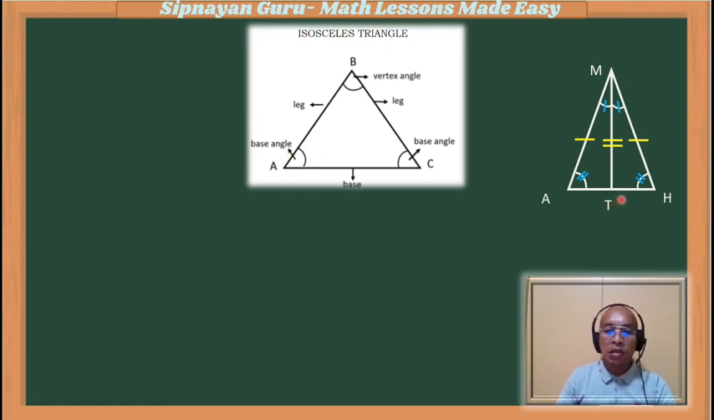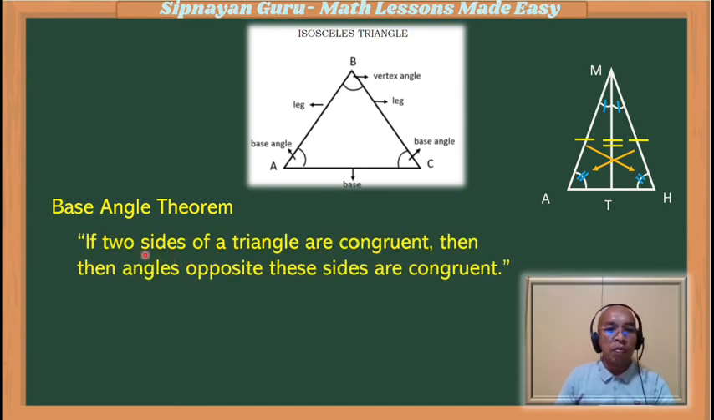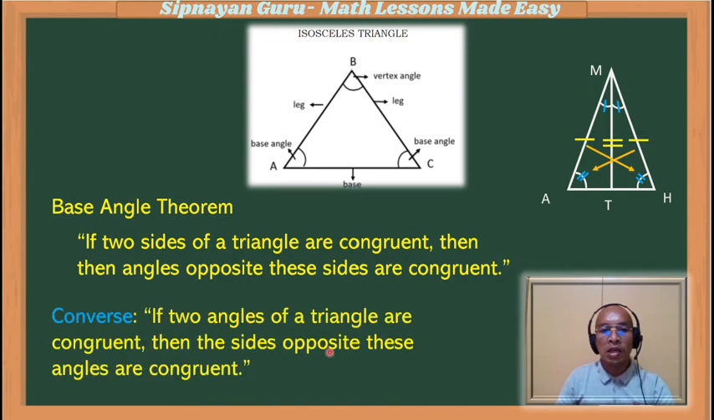Now, based on this illustration, as you can see, the two angles which are opposite to the two congruent sides are also congruent, and we have the base angle theorem of an isosceles triangle. If the two sides of a triangle are congruent, then you can conclude that the two angles opposite these sides are also congruent. Now let's have the converse. If the two angles of a triangle are congruent, then the two sides opposite to these angles are also congruent.